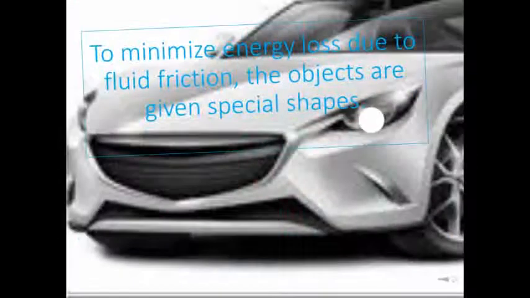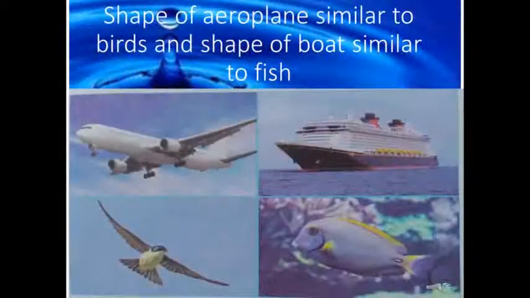To minimize the energy loss due to the fluid friction, objects moving in the fluid are given special shapes. We observe that the shape of an aeroplane resembles that of birds and the shape of a boat resembles that of a fish, so that they experience less fluid friction.